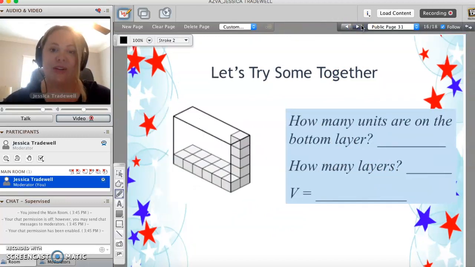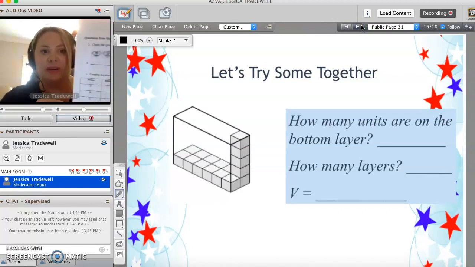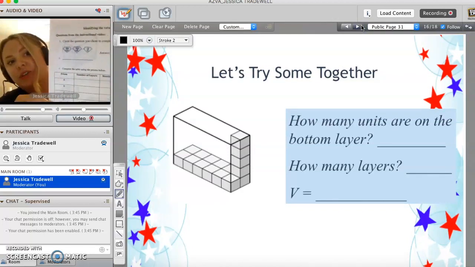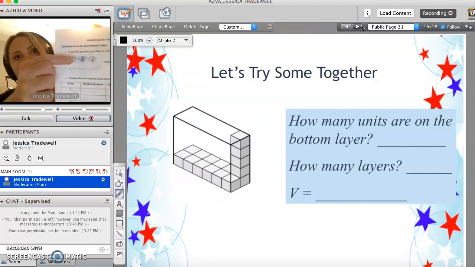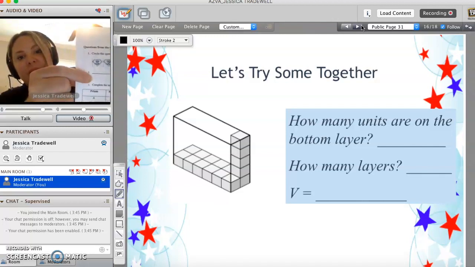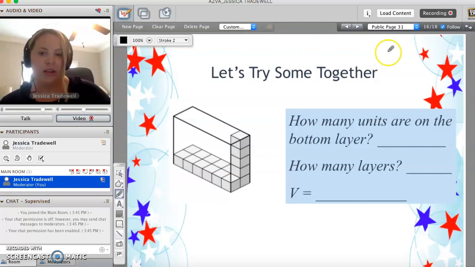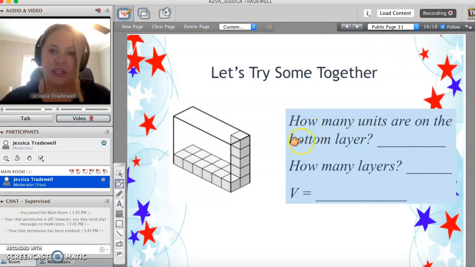Alrighty, I would like for you to try this one on your own as well. This right here on your individual practice paper is going to be number 2. Oh, right over here. This gives you a huge hint. Bottom layer. How many layers? And just fill in your volume on your other paper, on your individual practice worksheet. Just going to give you a few seconds to work here.